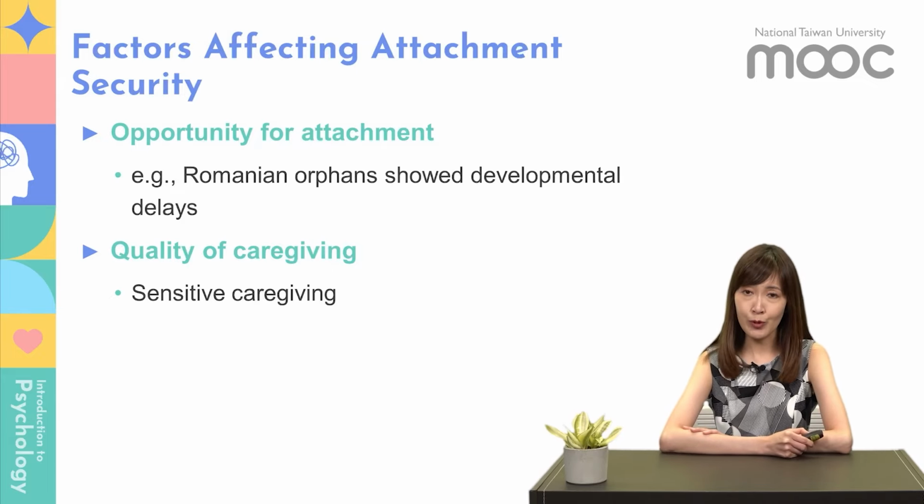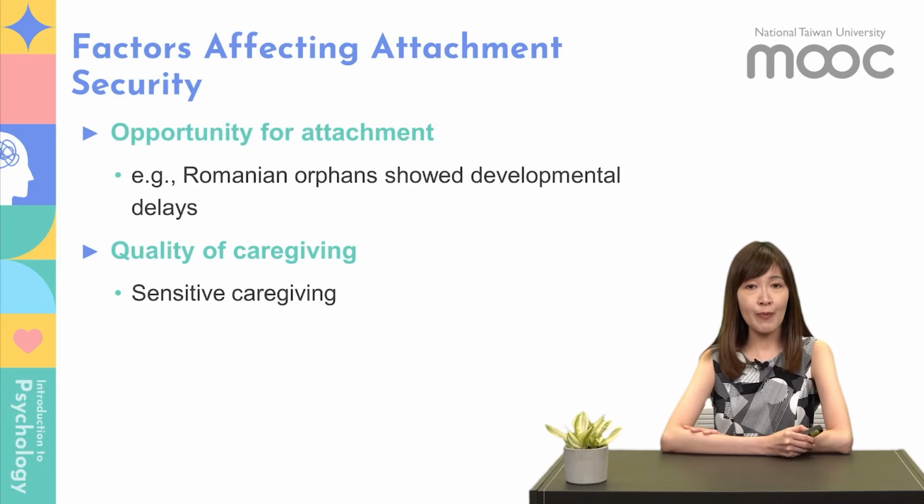Then next, quality of caregiving also plays a role. So if parents can provide sensitive caregiving, then their babies are more likely to form secure attachment. Caregiving is important during infancy, and sensitive caregiving means that parents respond to the babies consistently, quickly, and appropriately to their needs. If parents can provide this kind of caregiving to their babies, then they're likely to form secure attachment.